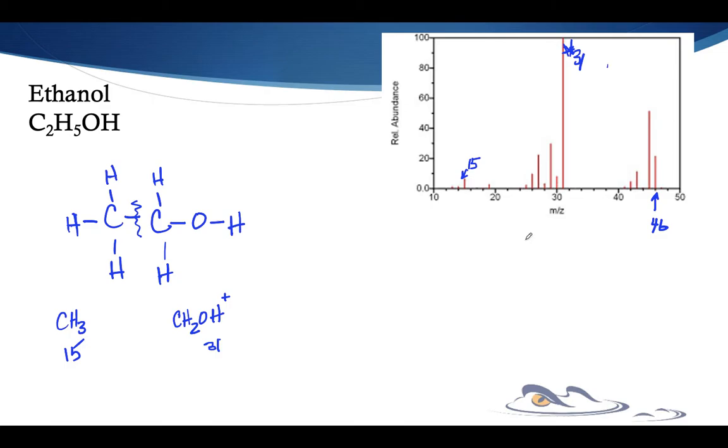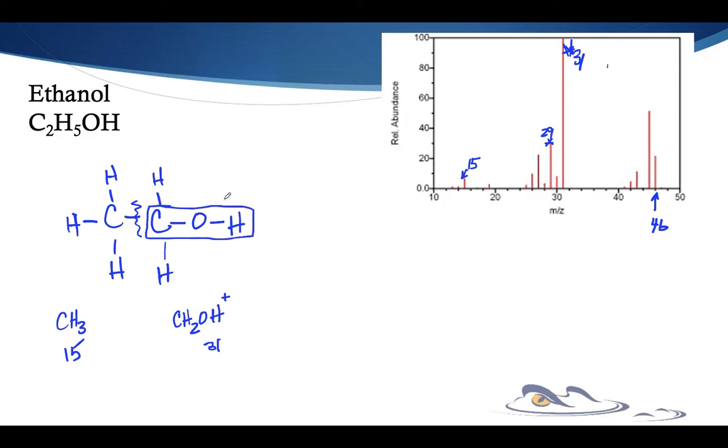Now, can I make sense out of any of these others over here? Well, there is another piece here that I look at that's part of the table, especially if you're an IB student, and that's this one here at 29. So 29 is another piece that shows up quite often. And 29 can be made up from a combination of this right here, the carbon, an oxygen, and a hydrogen.